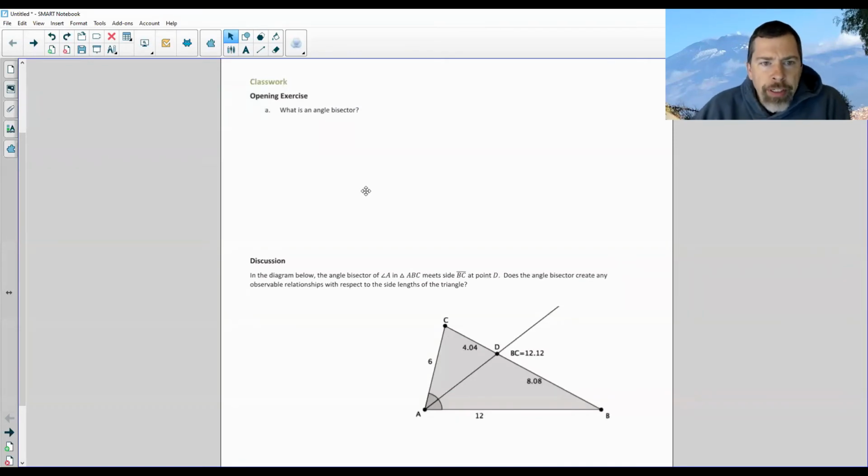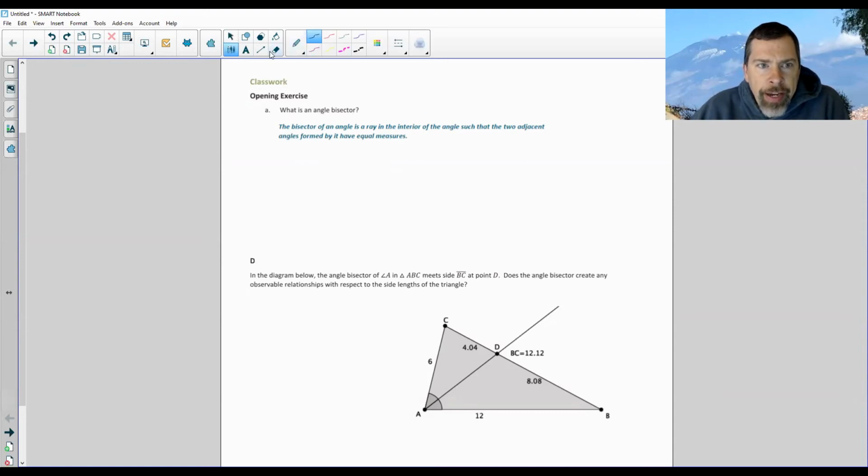Part A, what is an angle bisector? We know what an angle is. We know what bisecting means. It means to cut into 2 equal pieces. So the bisector of an angle is a ray in the interior of the angle such that the 2 adjacent angles formed by it have equal measures.